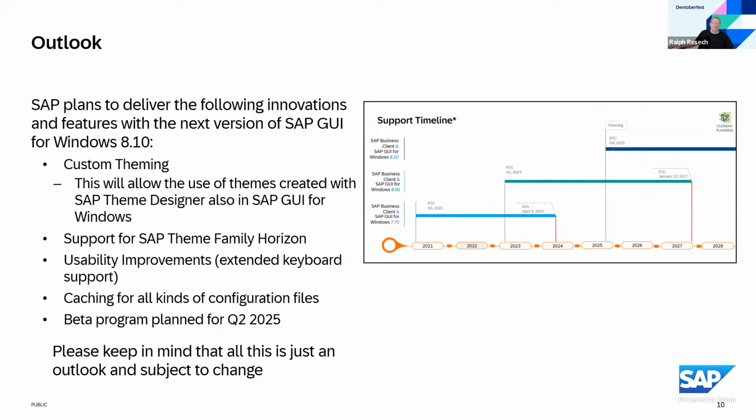One thing we're also going to change is that we will be able to cache all kinds of configuration files, which is helpful, especially if they are on a network share, and for whatever reason that network share is temporarily not available. So that you can still use the last configuration file that you downloaded from there and have it in the cache. And the beta program for SAP GUI 8.10 will start somewhere mid next year. And if you're interested, drop me an email and I'll forward that to the guys doing the beta program then. And once again, that is all in the far future and likely to change.